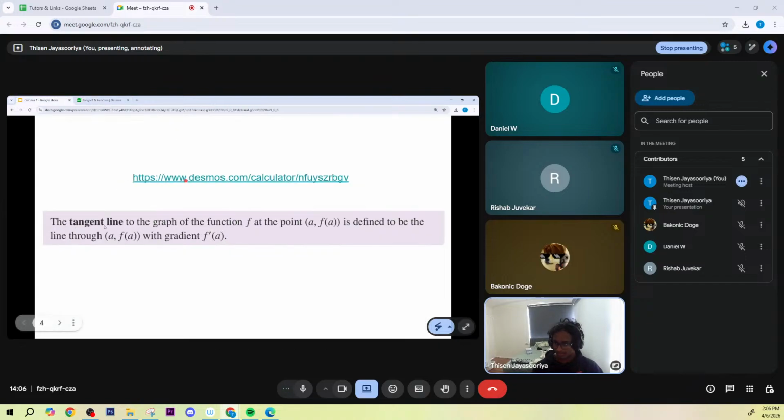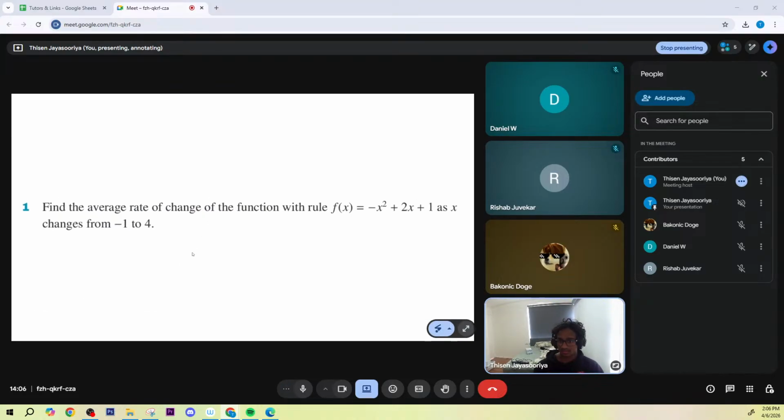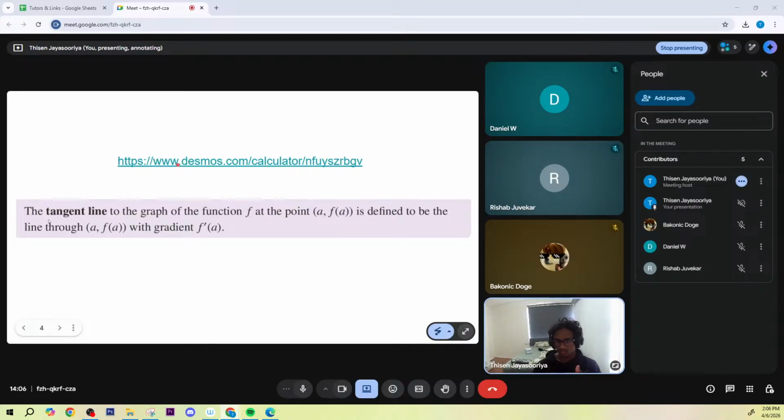If we go back here, the tangent line is defined at the point (a, f(a)), and the gradient of this tangent line is going to be f dash of a. We'll talk more about how to actually find the derivatives. I really want to make sure this beginning part makes sense to you, because it's very cumulative. You need the stuff from before to do the stuff later. So any questions about that?